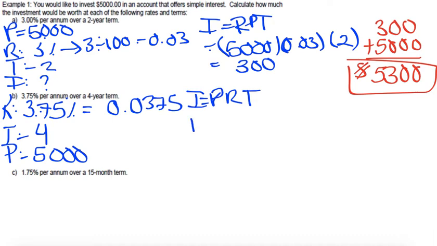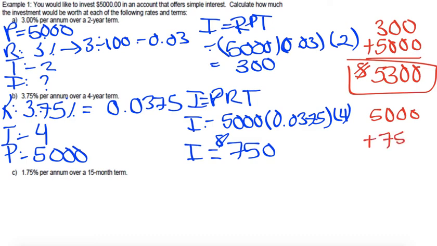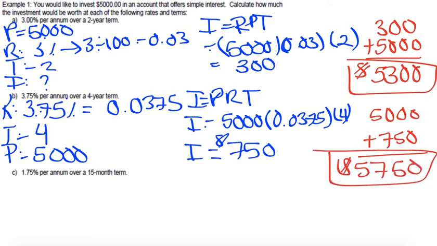I equals 5,000 times 0.0375 times 4. And when I type that into my calculator, I get $750. So I'm now going to take that $750 and add it to the $5,000 I started with. At the end of 4 years at 3.75%, I'm left with $5,750. That's the total amount I would have if I invested $5,000 at that percent for that long.